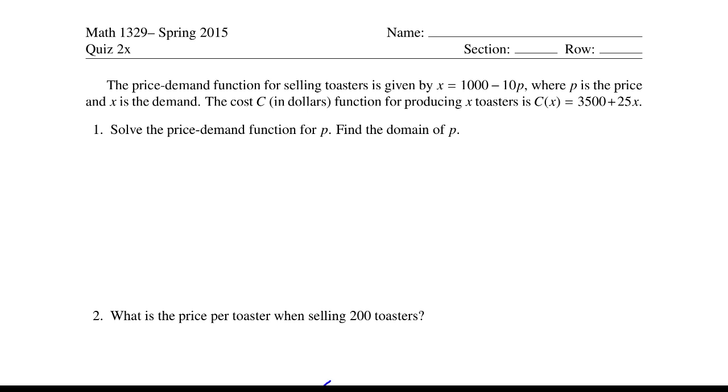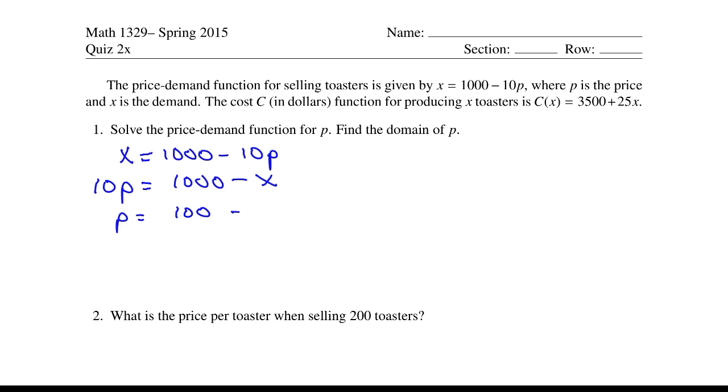So let's take the price demand function, and we're going to solve for p. So I'm going to move the 10p to the left, move the x to the right, and then divide everything by 10. It'll be p = 100 - 0.1x.